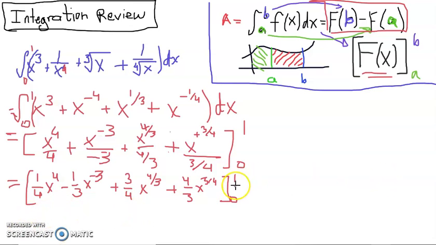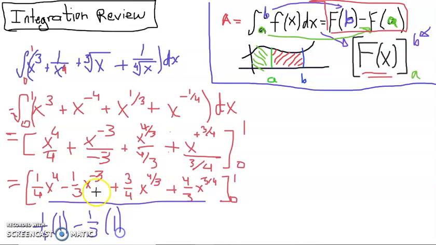So let's think about this. So this here is the f of x part, capital F of x. We're going to plug in the upper limit first. So we're going to have 1/4 times 1. 1 to the 4th is just 1, minus 1/3 times 1. 1 to the -3rd is not -3. It's 1 over 1 cubed, which is still 1, plus 3/4 times 1. Oops, that should be, it is positive, yes, positive, okay.